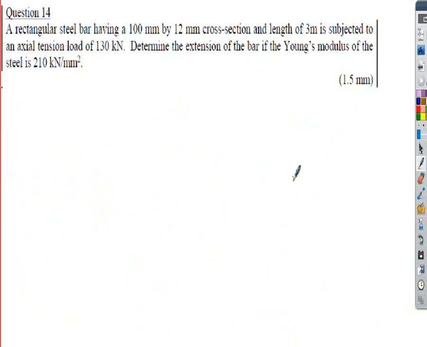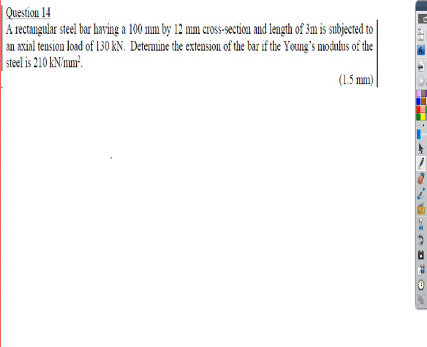So question 14. We've got a rectangular steel bar, 100 millimetres by 12 millimetres cross section. We've got a length given of 3 meters, subject to an axial tension load of 130 kilonewtons. We've got to determine the extension of the bar, given the Young's modulus. So lots of information here. So first thing I'm going to do is draw my diagram. I always like to have a diagram.